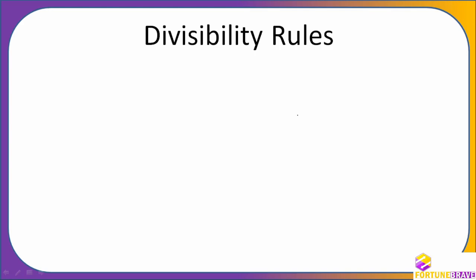Now we'll try to understand what divisibility rules are. See, this is one of the shortcuts, one of the original shortcuts we can say. So what is this shortcut? We'll try to understand. Divisibility rules means we will find out whether any number is divisible by another number without actually dividing it.